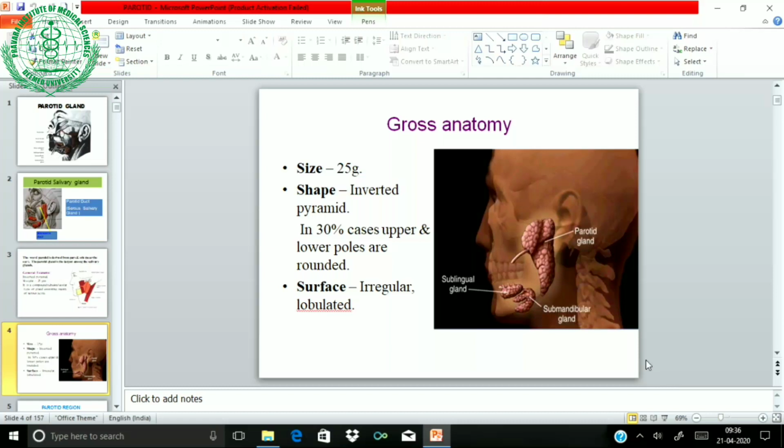Now regarding the gross anatomical features of the parotid gland. Here you can see the different salivary glands present in the body. This is the parotid salivary gland lying in the parotid region. In the lower part, there is the submandibular gland lying in the submandibular fossa. This is the sublingual gland lying in the sublingual fossa of the body.